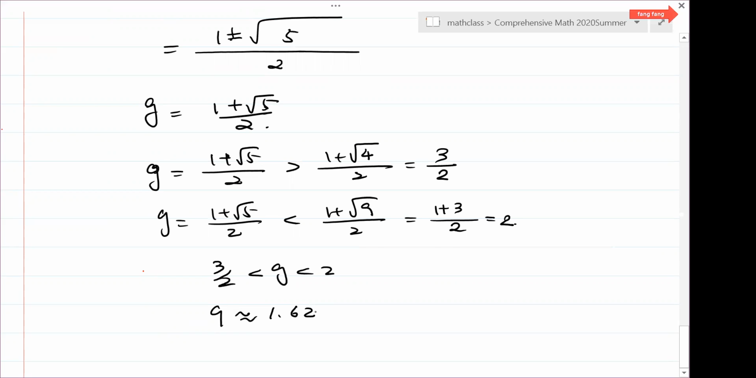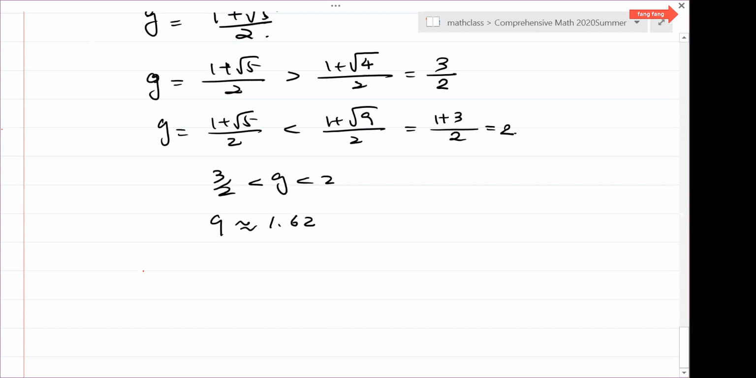Sometimes you don't have a calculator. So how do you estimate a number involving radicals? You just give an upper bound and a lower bound for the integer inside the radical. Those upper and lower bounds are perfect squares. Then you can get an estimate quickly.